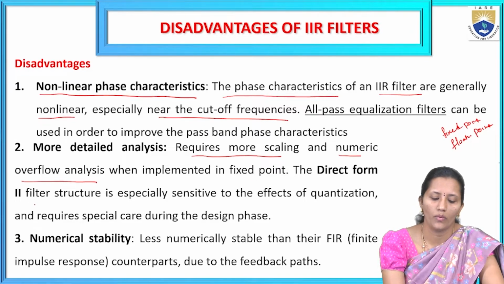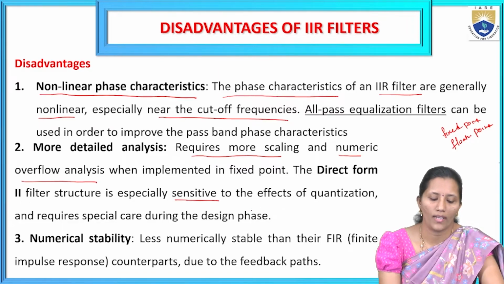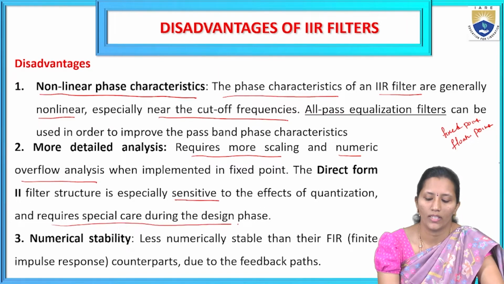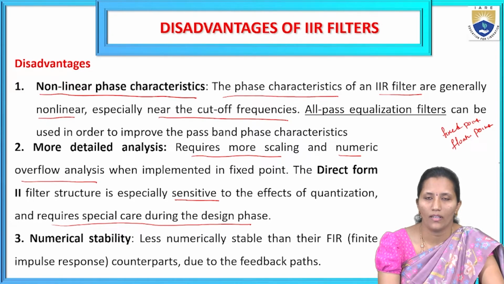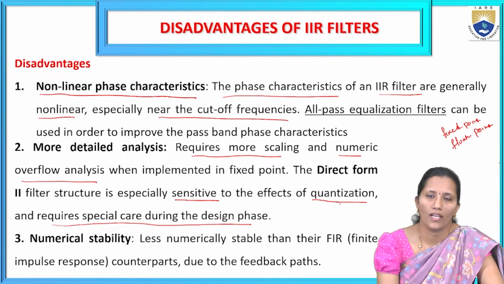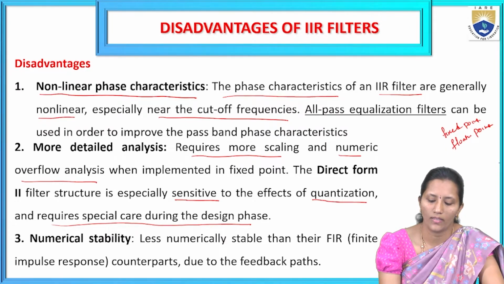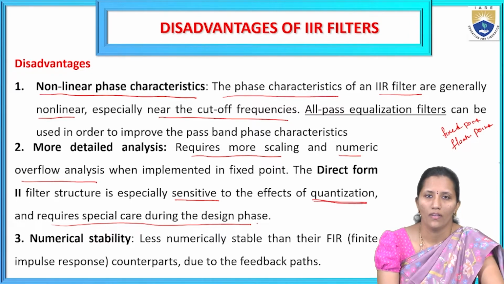The direct form 2 filter structure is especially sensitive to the effects of quantization and requires special care during the design phase. So we have finite word length effects when designing IIR and FIR filters. Whenever we are designing, we have to concentrate on the quantization and limit cycle oscillation errors. So the IIR filter is very sensitive to the effects of quantization and requires special care during the design phase.